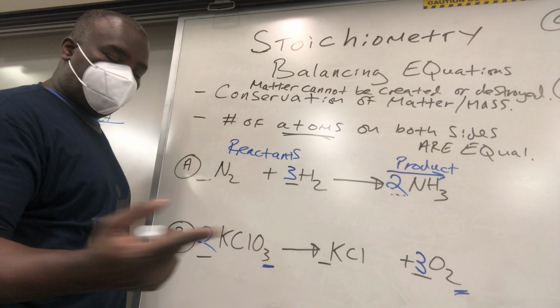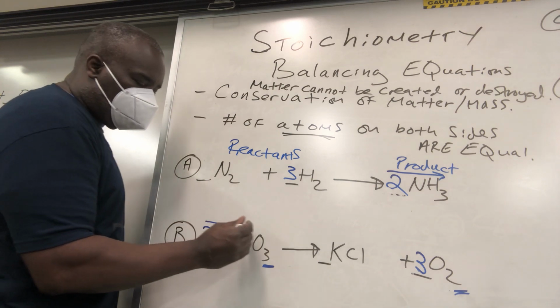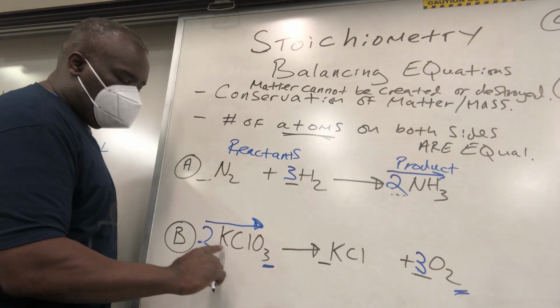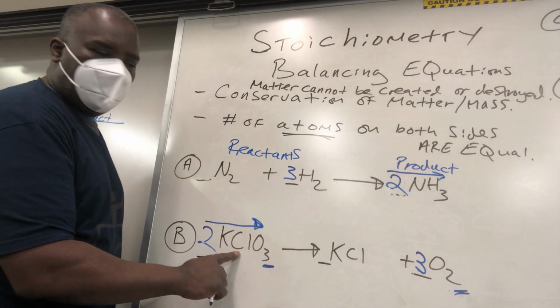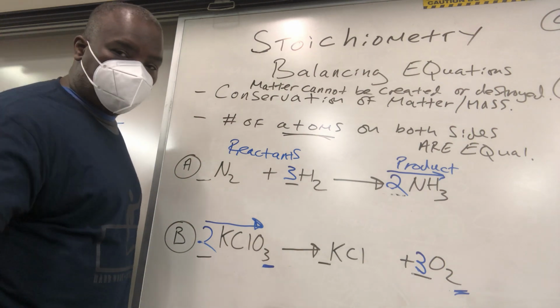But now we're going to check the K's and the Cl's. Remember, this 2 distributes right through, right? So now we have 2 K's, we got 2 Cl's. We have only 1 K and 1 Cl. We're not going to panic. We're going to use coefficients to fix it.